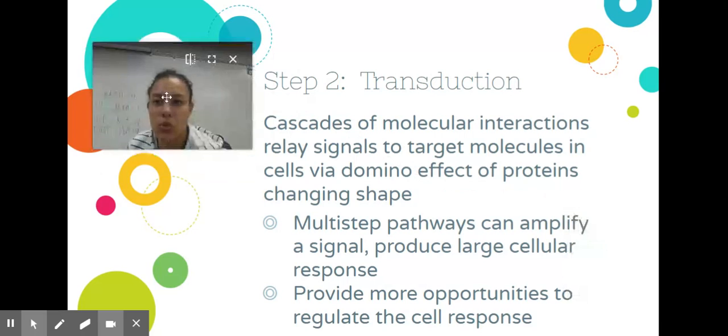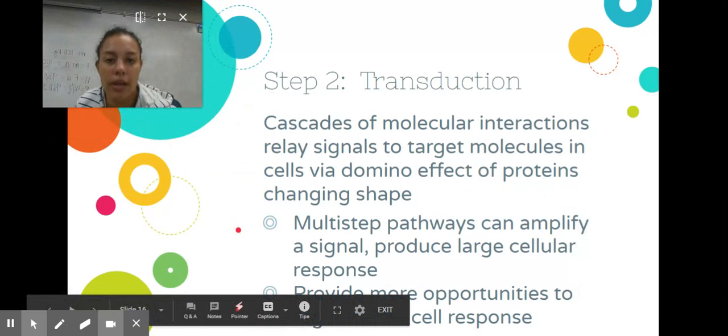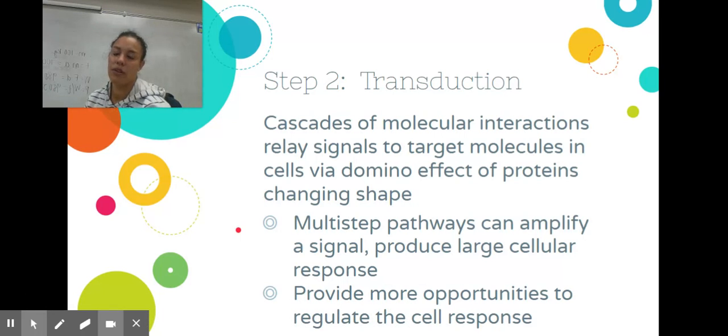So again, step 2 is our transduction, which I was showing you on some previous slides. The definition for that is a cascade of interactions, a cascade of signals that are passed along to eventually their final target molecule. Oftentimes, this relay of signals from protein to protein is going to cause a change in shape for that protein so that it knows to activate and then send the signal on to the next step of transduction. So it's like a multi-step pathway.